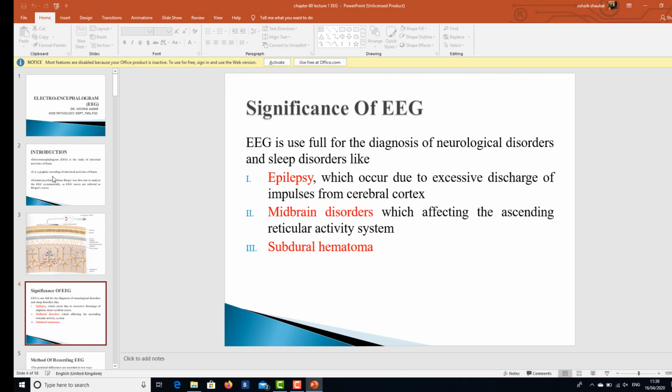EEG is useful for the diagnosis of neurological disorders and sleep disorders like epilepsy, midbrain disorders, subdural hematoma. Epilepsy occurs due to excessive discharge of impulses from the cerebral cortex. Midbrain disorders affect the ascending reticular activating system. Subdural hematoma.